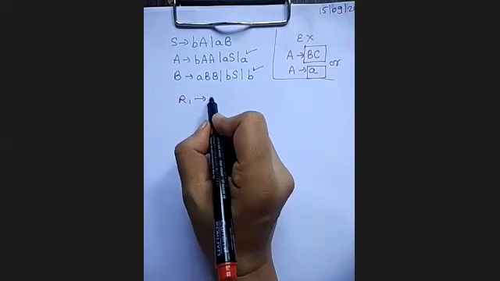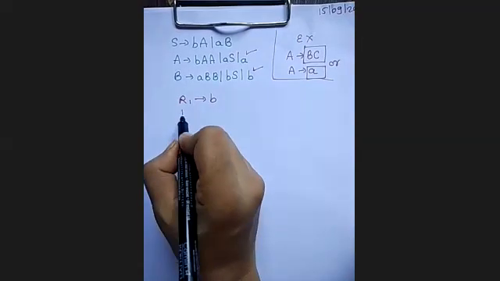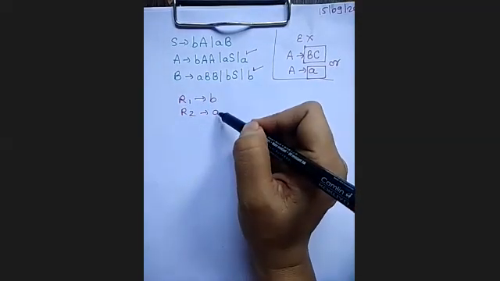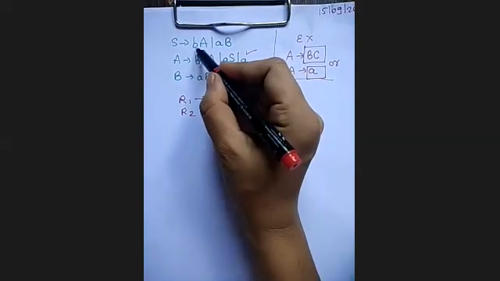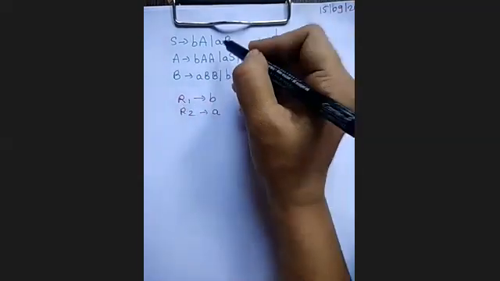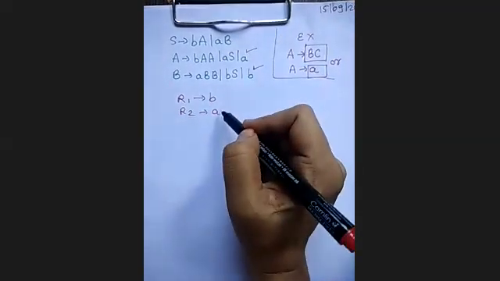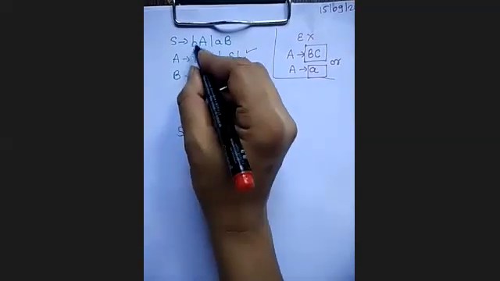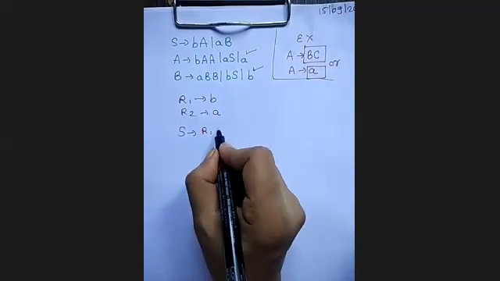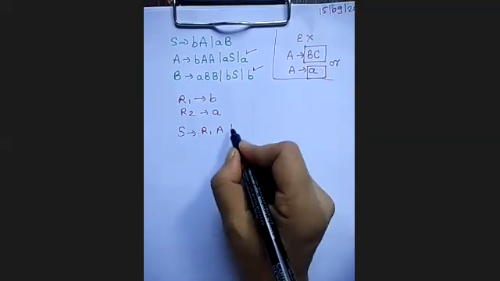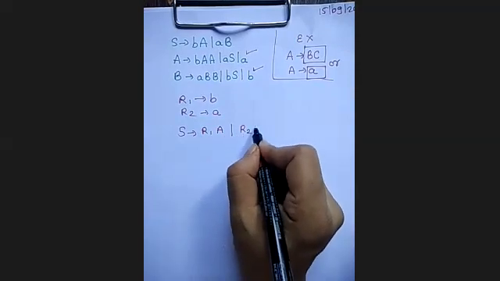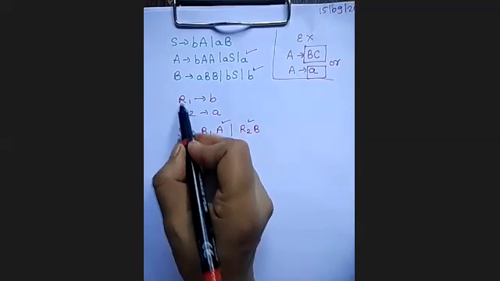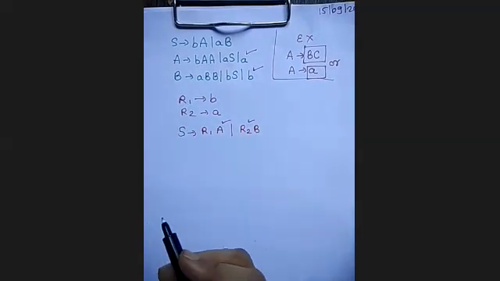I'm adding: let R1 derive b and let R2 derive a, so that I can replace this small b by R1 and this small a by R2. So now your S becomes what? If I replace this b by R1, you will get R1A. Now it is in that format. I'll replace the other by R2B. So we brought this to the format by adding these new productions. So S is complete.